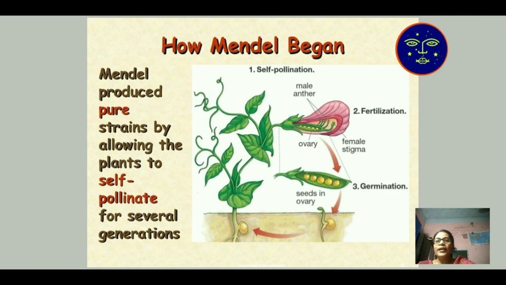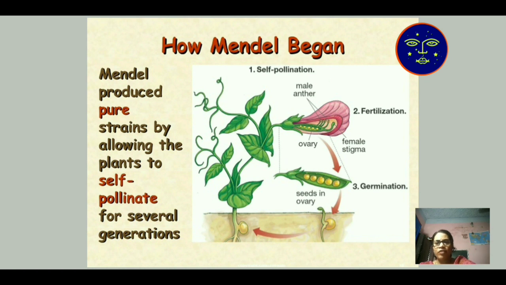Then how did Mendel begin his experiment? Mendel produced pure strains by allowing the plants to self-pollinate for several generations. Self-pollination for several generations occurs in a plant like Pisum sativum. So in self-pollination, the male anther fertilizes the ovary of the female.